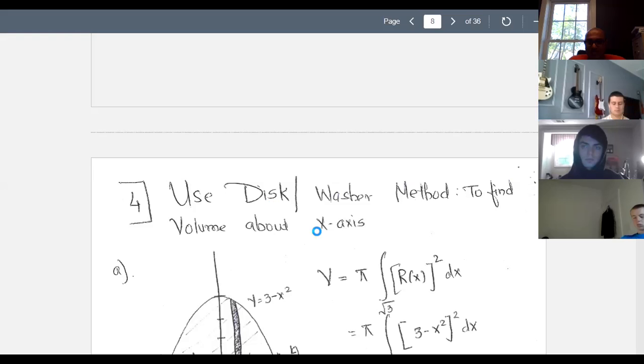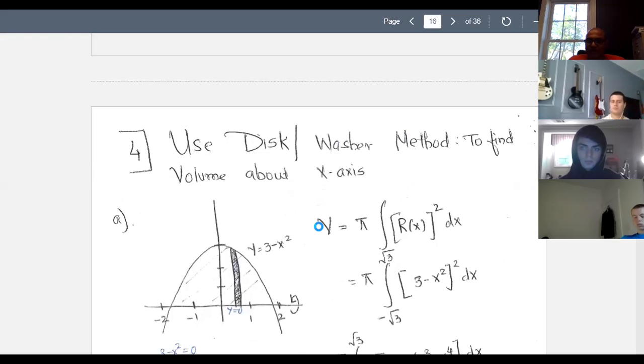I will let you know the difference between disk and washer. So the disk method is V equals pi integral of R(x) squared dx, where x runs from a to b. This is the formula to get the volume by the disk method. Please keep this in mind. What is my R(x)?